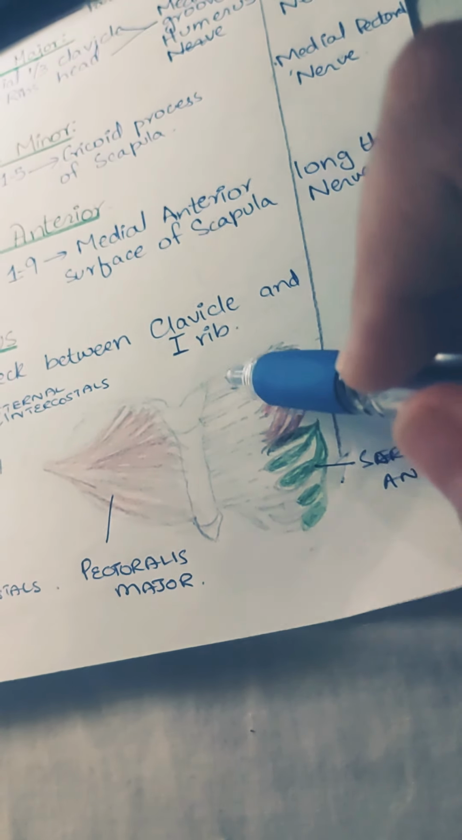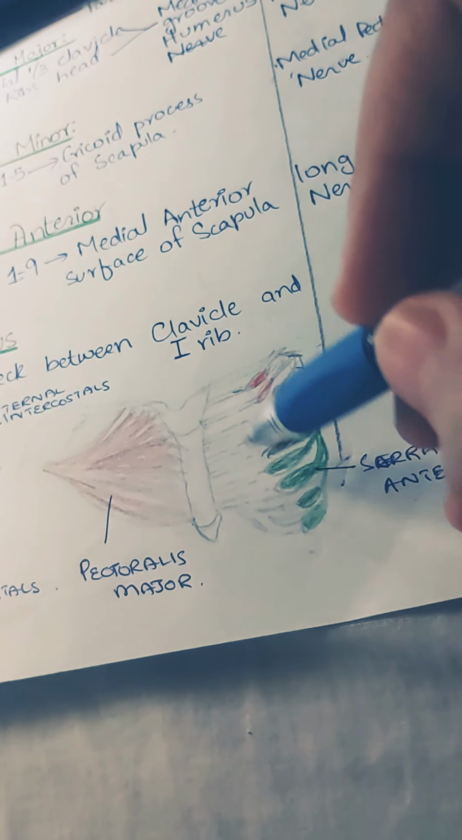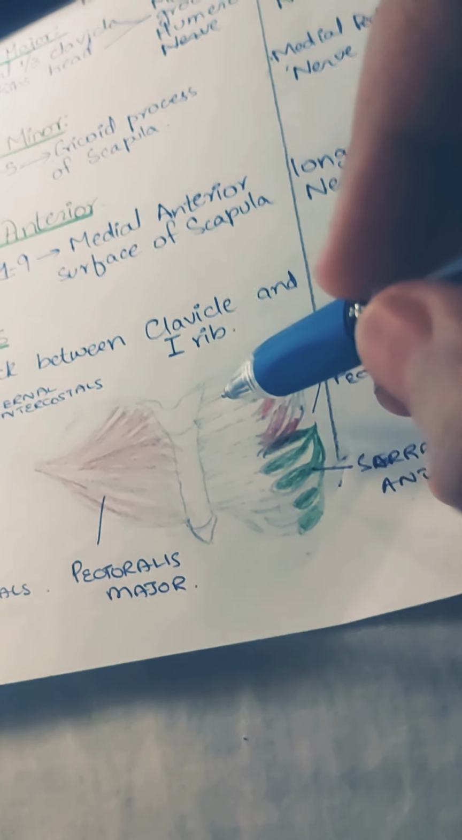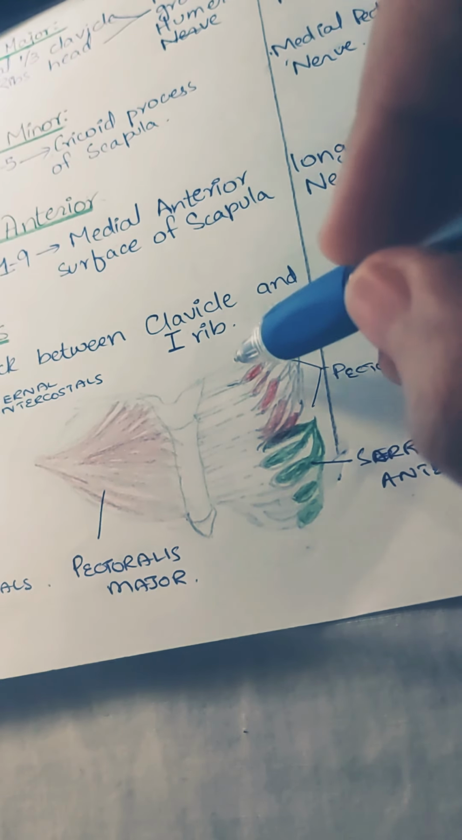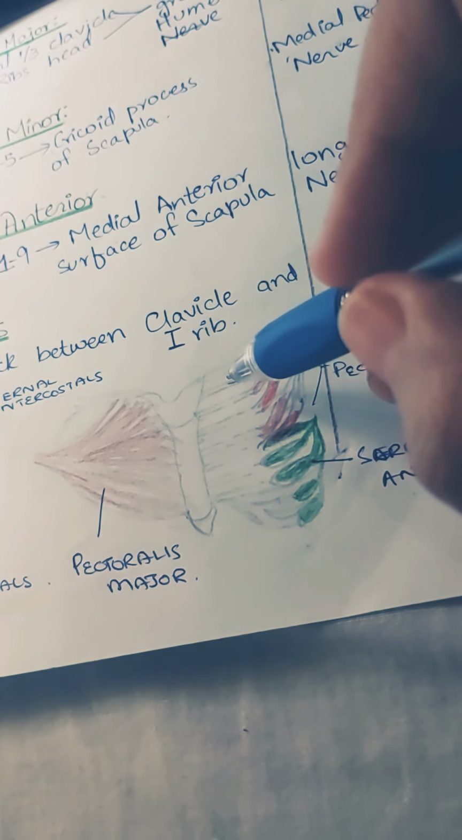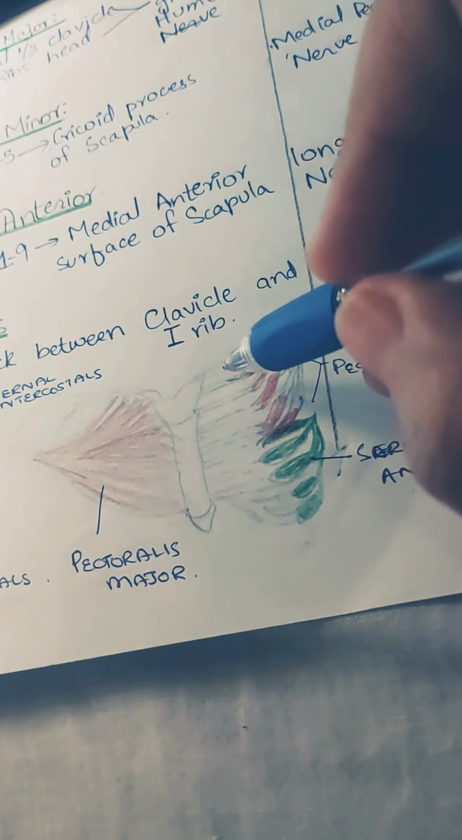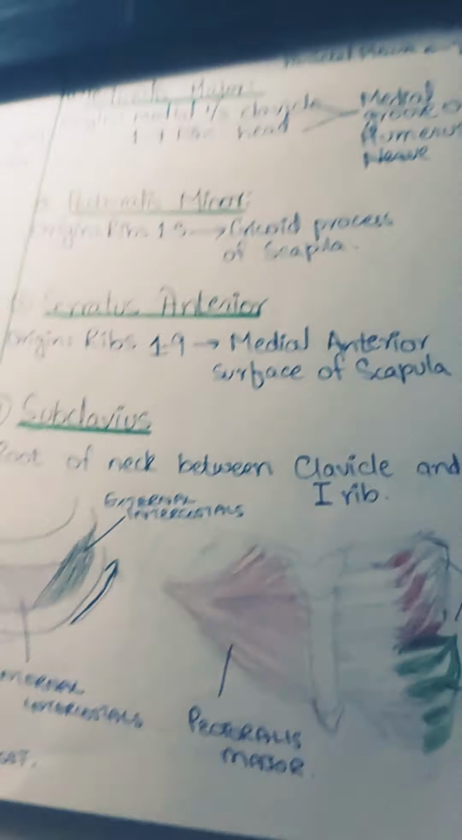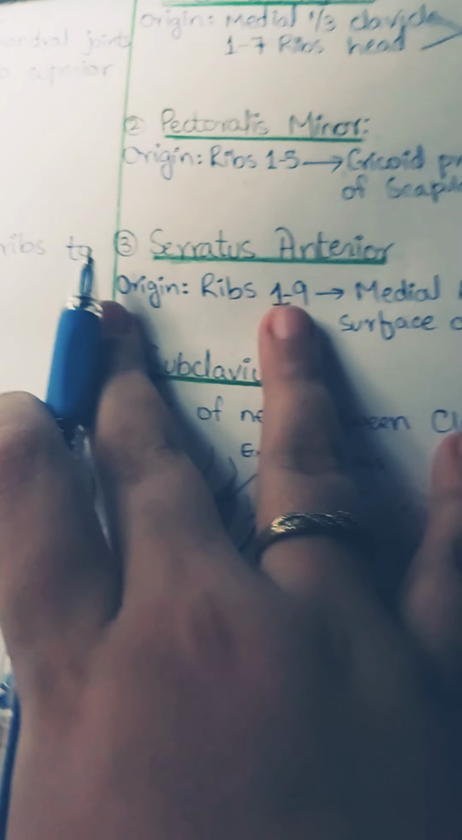Subclavius is not visualized here. It is not tried to be visualized here because it's a band-like structure which stabilizes the scapula and the clavicle and the first rib. It connects the clavicle with the first rib so that they can be fixated while the other ribs are moved to facilitate the respiration. So these were the anterior thoracic wall muscles.